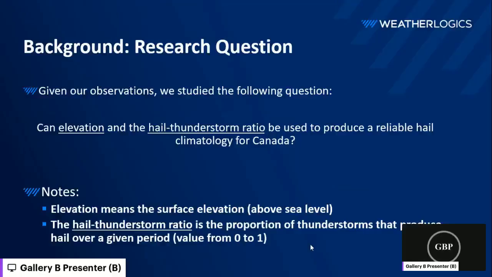And just to note, by elevation, I'm simply referring to the height above sea level. And the hail thunderstorm ratio is the proportion of thunderstorms at a given location over a period of time that produce hail. For example, if a location gets 10 thunderstorms on average and 5 of them produce hail, that ratio would be 0.5.